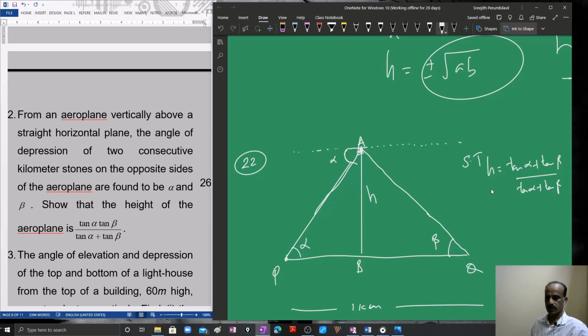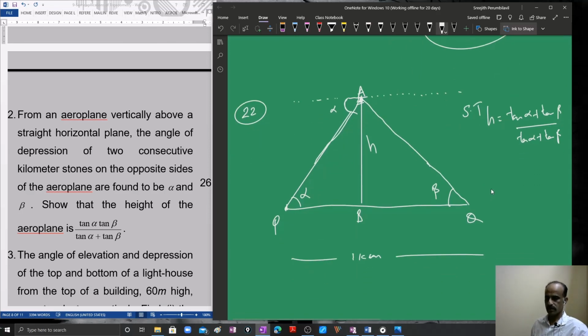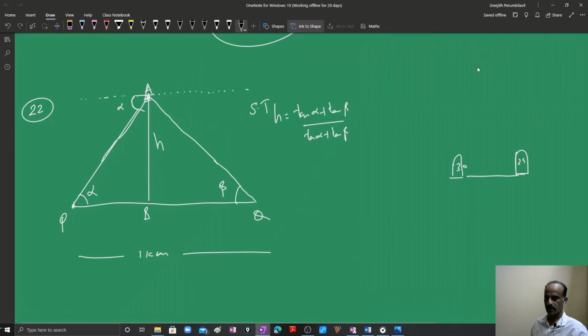Okay, so now this is what we have to ask. Let us take this as, what is the total distance? You can say that, give the description. A is the aeroplane, P and Q are the milestones. PQ is equal to 1 kilometer. You can say let this be equal to x. So the other one is what? 1 minus x.